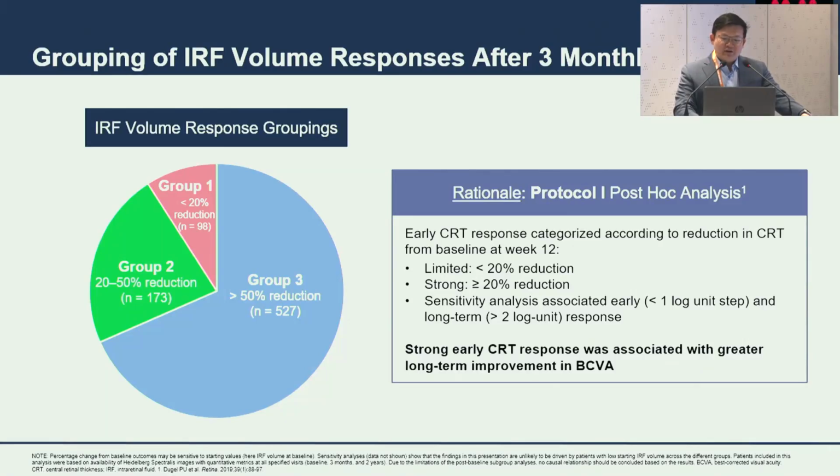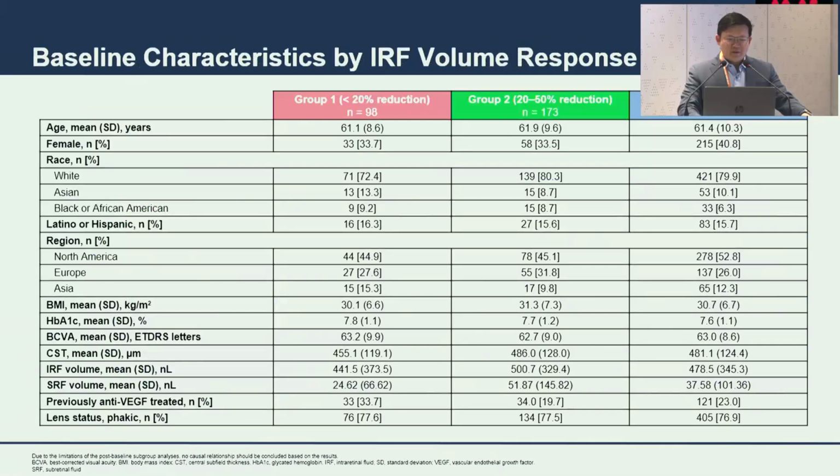In that study, they grouped it into 2 groups, a limited and a strong reduction, that being 20%. You remember that 20% reduction of CST value. Here, they looked at less than 20% and more than 20%. But that group was so big that it was further subdivided into a 20 to 50% group, and a group that had a more than 50% reduction in intraretinal fluid volume. And again, in the post hoc Protocol I analysis, they did find that a strong early central subfield retina thickness response was associated with greater improvement in long-term visual acuity.